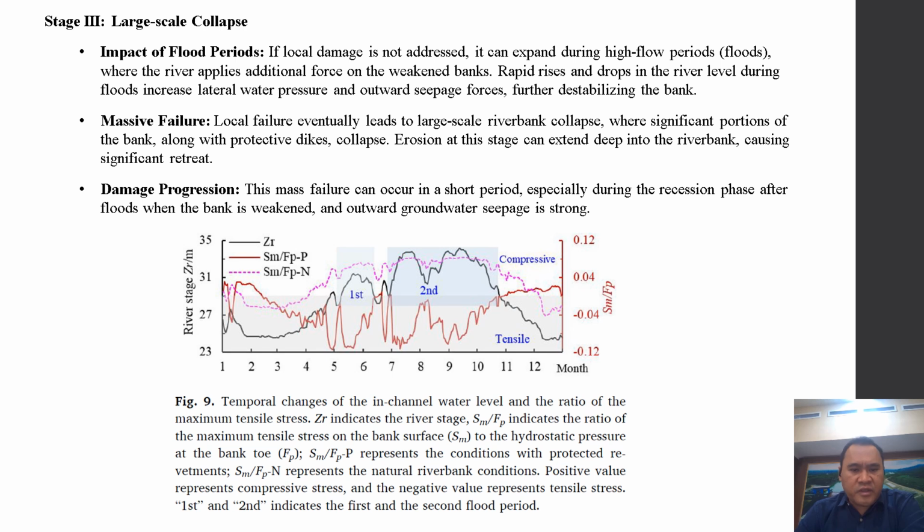So in the figure, we can see the temporal changes of the in-channel water level and the ratio of the maximum tensile stress. We can see first and second. We can see the compressive and tensile force, and this is how I explain that the large-scale collapse happened.